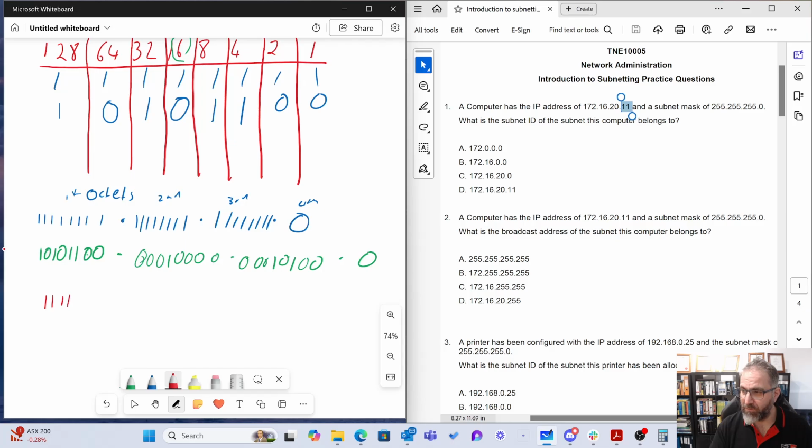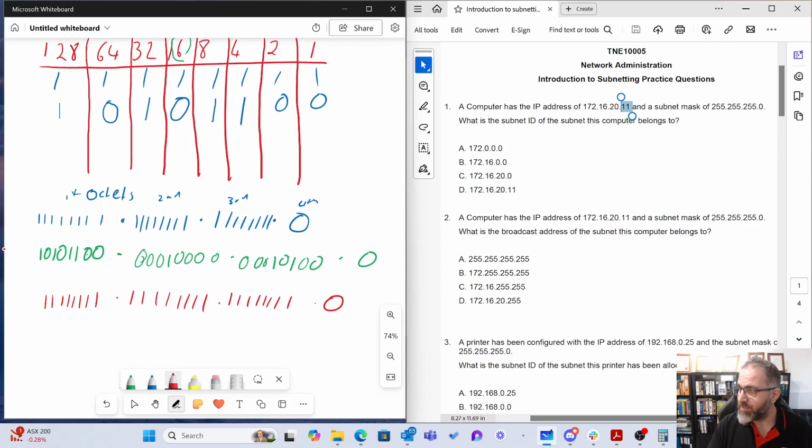1, 2, 3, 4, 5, 6, 7, 8. 1, 2, 3, 4, 5, 6, 7, 8. And then add them again. 1, 2, 3, 4, 5, 6, 7, 8. And then when we have a 0 plus a 0, then we get a 0. So this is binary maths when it comes to network mask. Very simple rule.